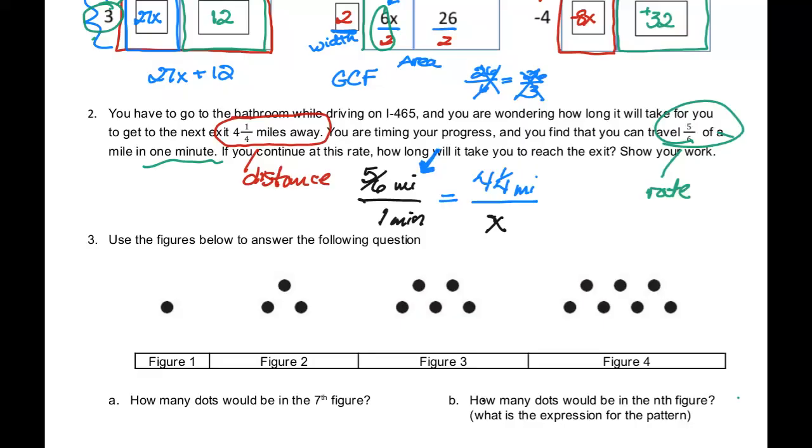All right. So I'm setting this up. This is your ratio. For every 5/6 of a mile, you have gone 1 minute. I need to go 4 1/4 miles. And I need to figure out how long that's going to take. So I have set this up as a proportion where one ratio is equal to the other. How do you solve a proportion like this? There's a couple ways you can do it. Trying to solve for X.